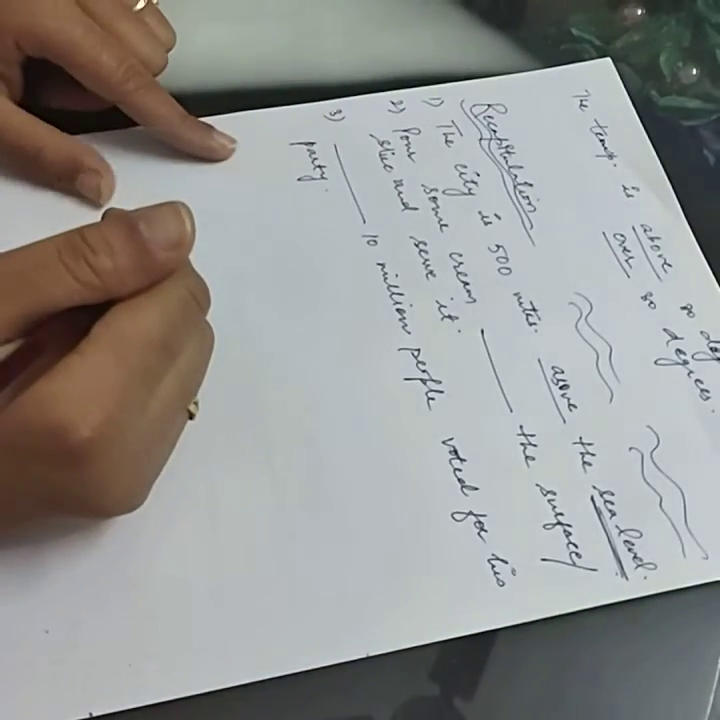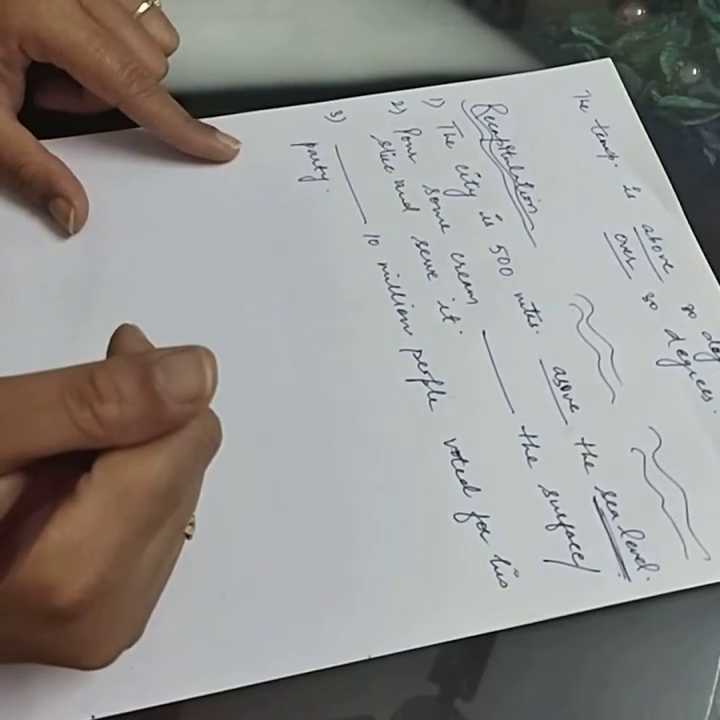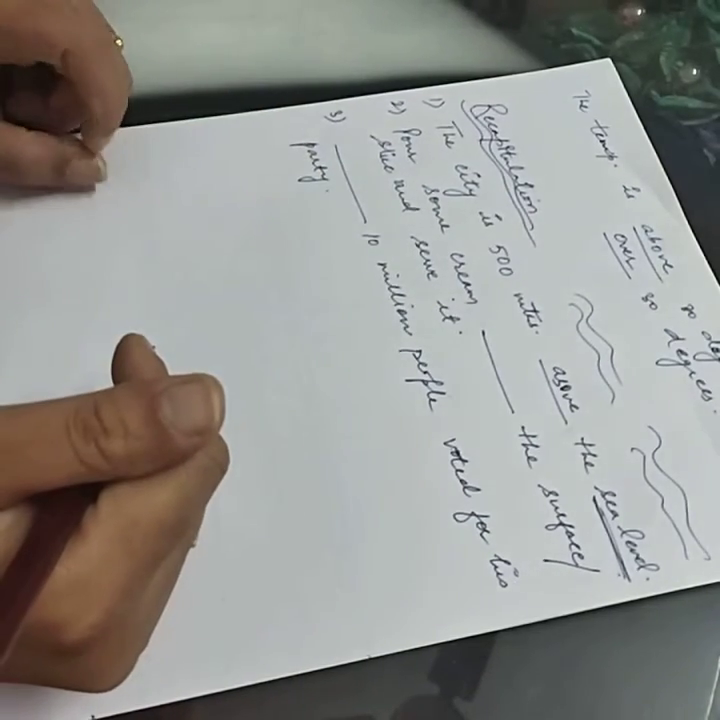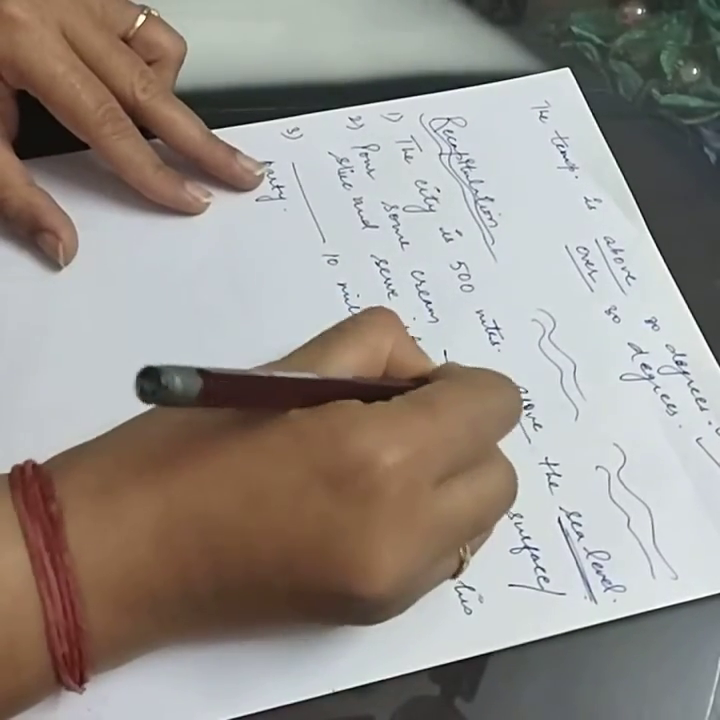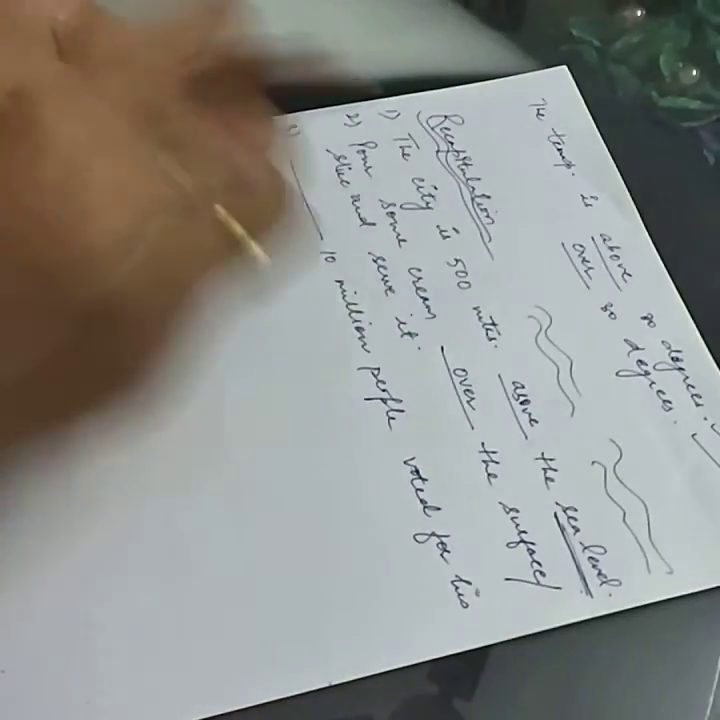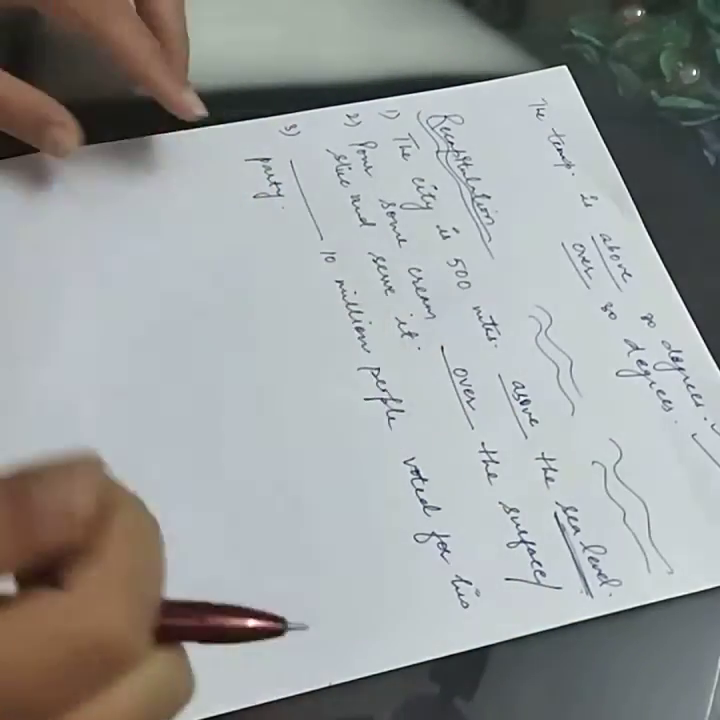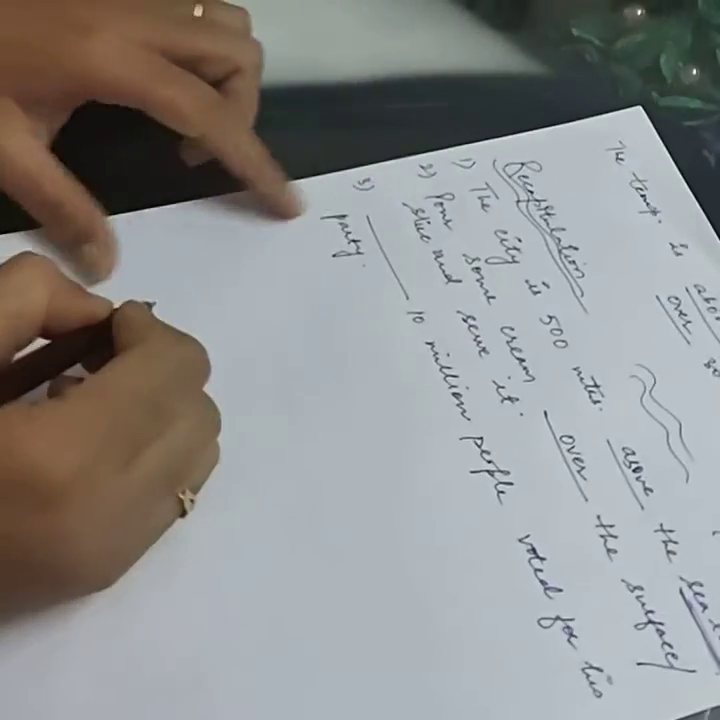Second: pour some cream over the surface of the slice and serve it. Now what will be here, above or over? It will be over because when you pour something on a surface or a slice, it will definitely touch it, so we'll write over.